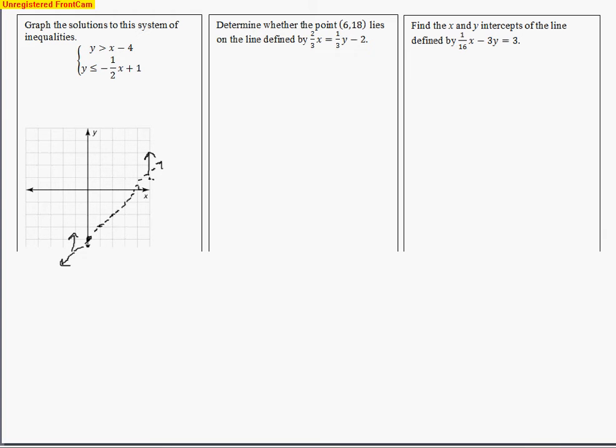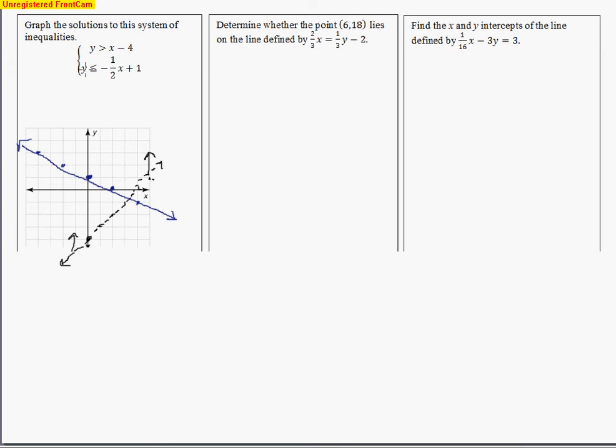Let's take a look at the next line. It says y is less than or equal to negative 1/2 x plus 1. So negative slope, starting with the y-intercept at 1. Negative slope means you're going down to the right. And I'll get a few more points on that line. This time it's a solid line because it has the line underneath. Get those 4 regions showing so you can see which way to shade.